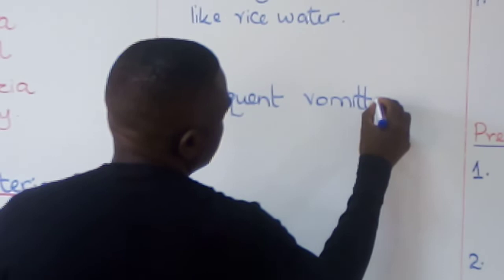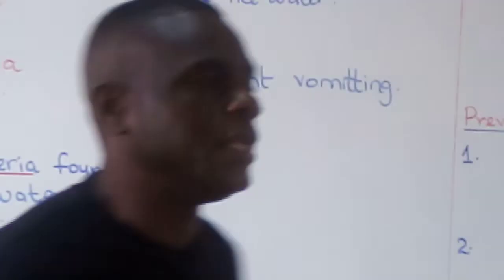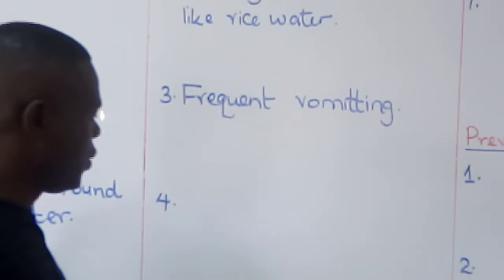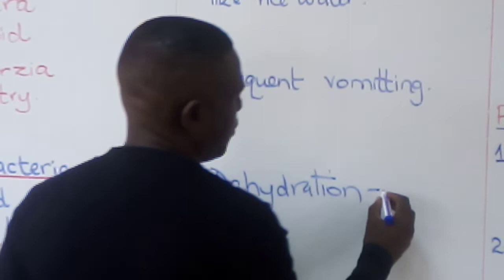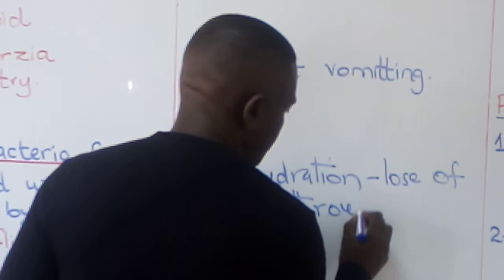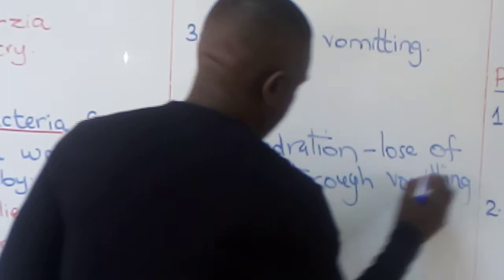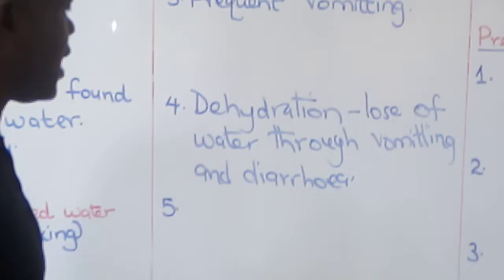Frequent vomiting: you vomit, so you lose a lot of water. Another one, dehydration. As a result of diarrhea and vomiting, you become dehydrated. Dehydration is the loss of water. So when you vomit a lot and have diarrhea a lot, you lose a lot of water and you become dehydrated.